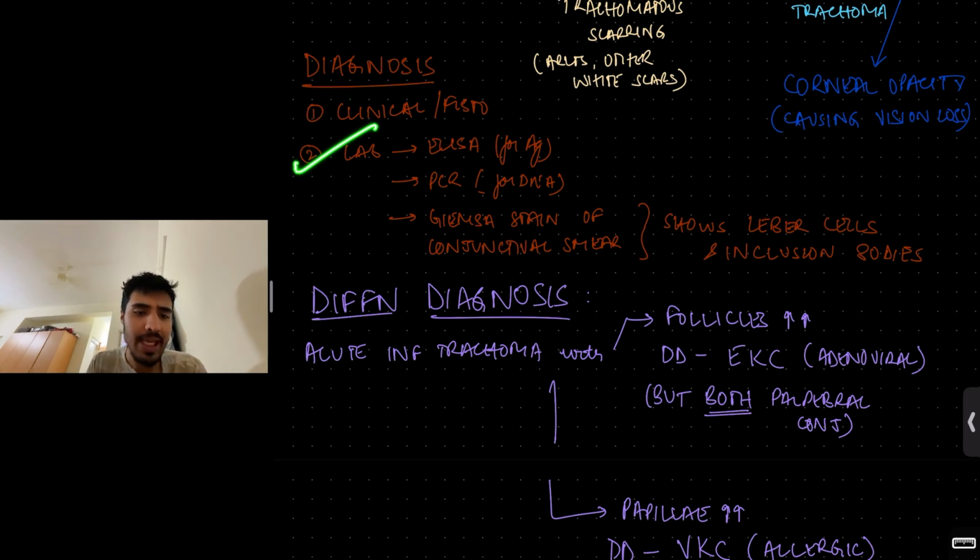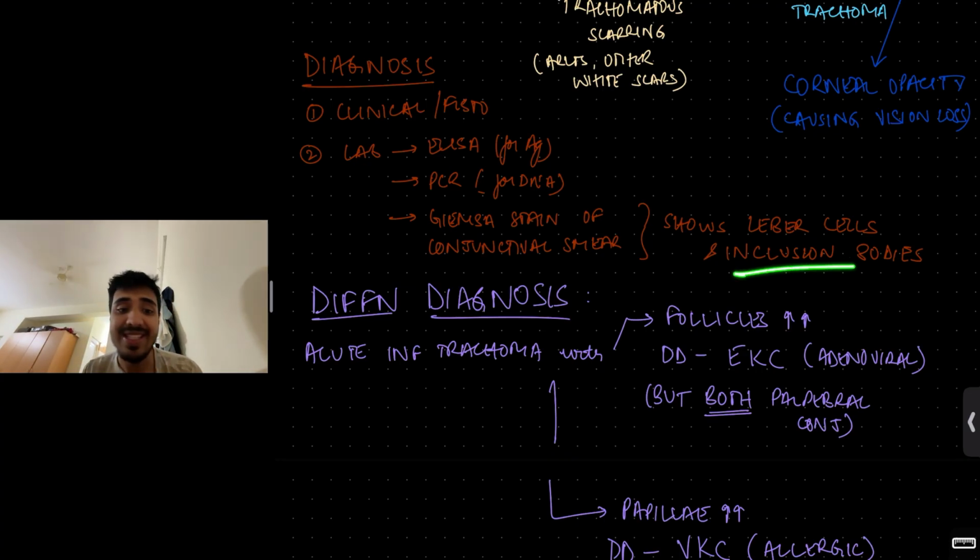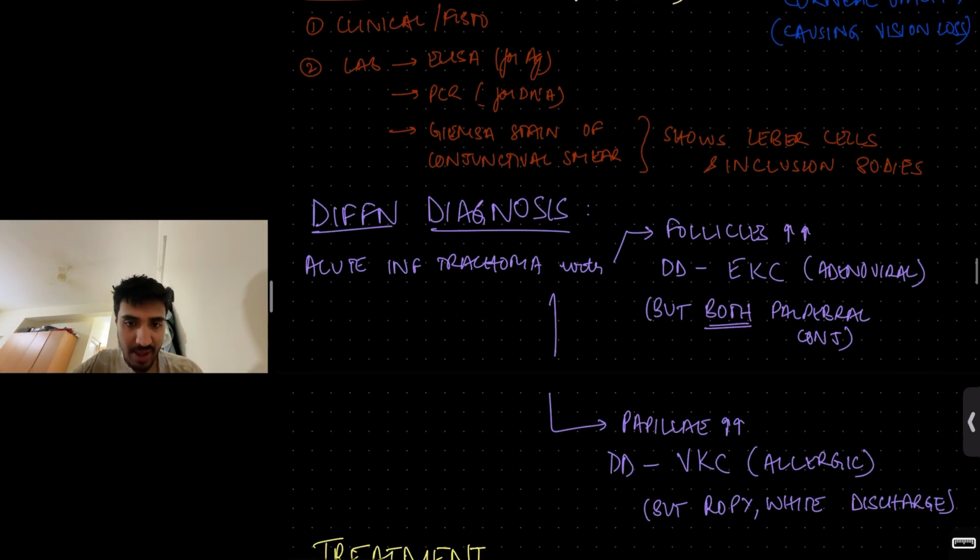You can do lab diagnosis where you'll do ELISA for antibody, PCR for DNA. Then if you take a conjunctival smear and do Giemsa stain, you can see the inclusion bodies, you can see the Leber cells, etc. Then coming to the differential diagnosis.